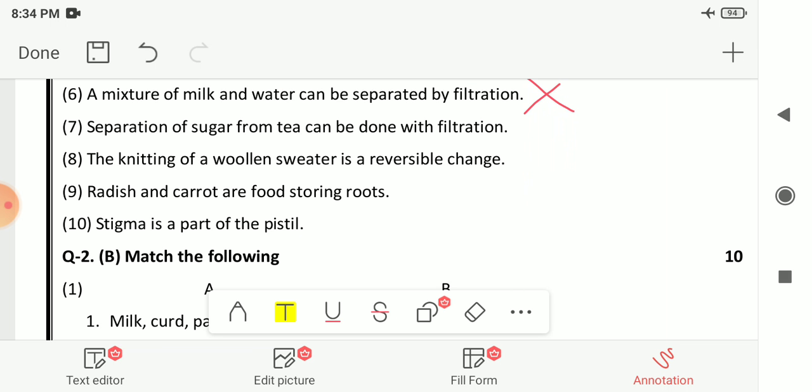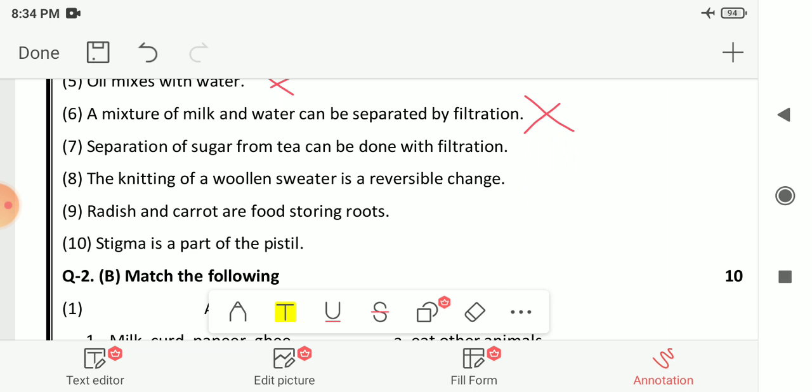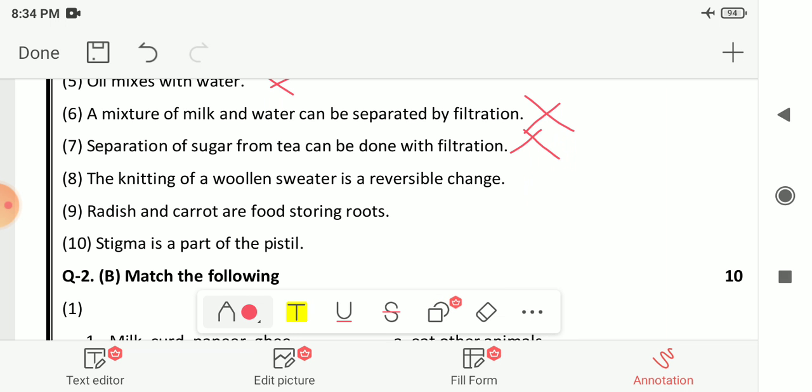Next is: separation of sugar from tea can be done with filtration. Again your answer is false. We cannot separate sugar and tea from its mixture by the method of filtration, because these both are in the solid form. In filtration we had seen that one material should be in the solid state and another should be in the liquid state. Next is: the knitting of a woolen sweater is a reversible change. So your answer is true. From the sweater we can again get back the wool fiber.